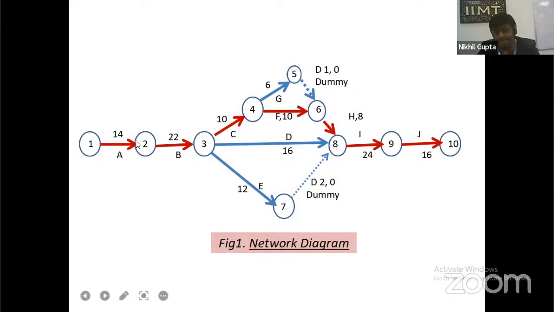There are 4 routes. Path number 1 is activity A, B, C, G, D1, H, I, J. The second one, path number 2, is activity A, B, C, G, H, I, J. Path number 3 is A, B, D, I, J, and path number 4 is A, B, E, D2, I, J. Now we calculate the time of all these routes.